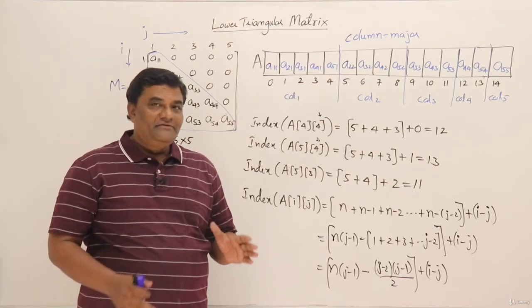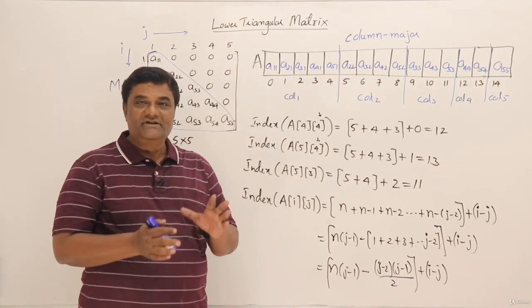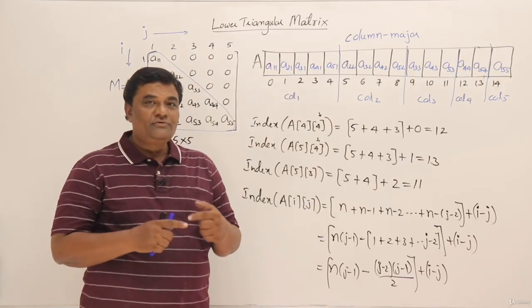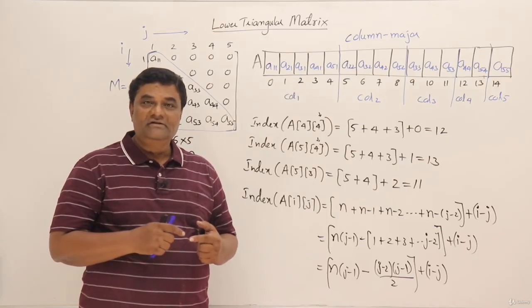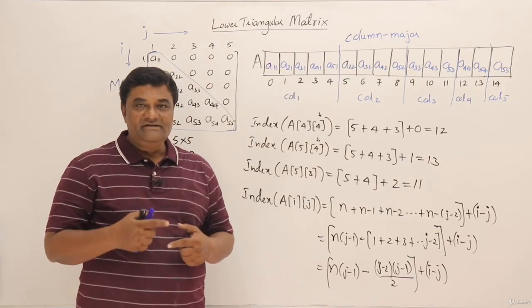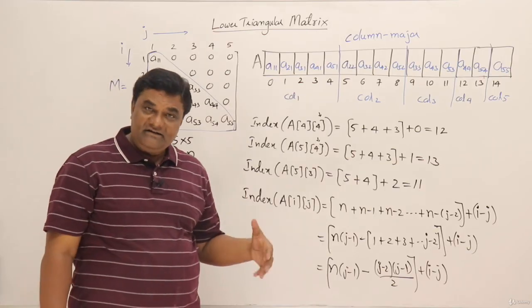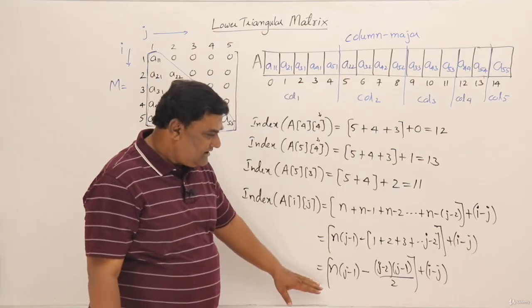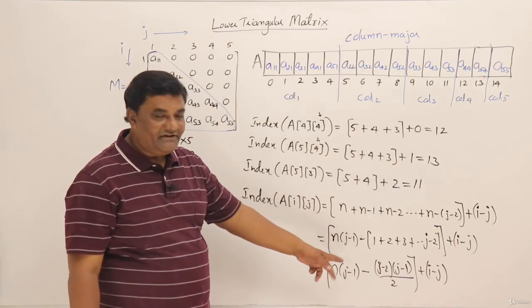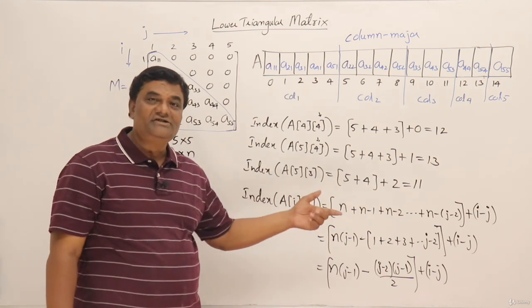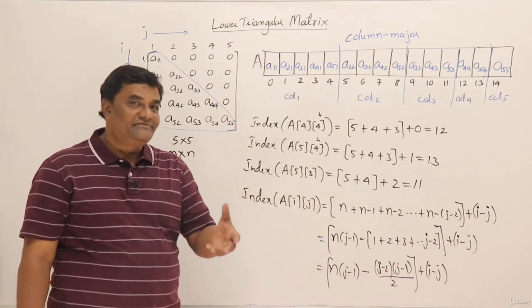We have seen row major formula as well as column major formula. These two formulas are useful in upper triangular matrix. That will be our next topic. In upper triangular matrix, the formula will be similar, but instead of i, j, they will interchange. So i will become j and j will become i. We'll see that in the next video.